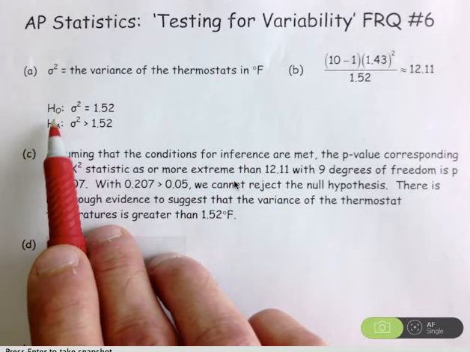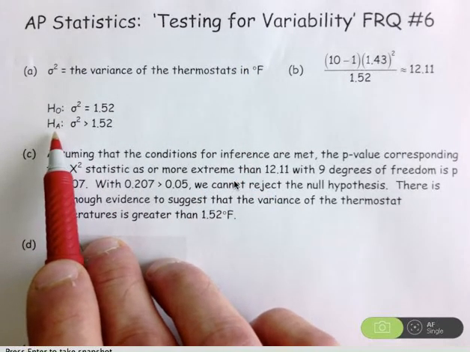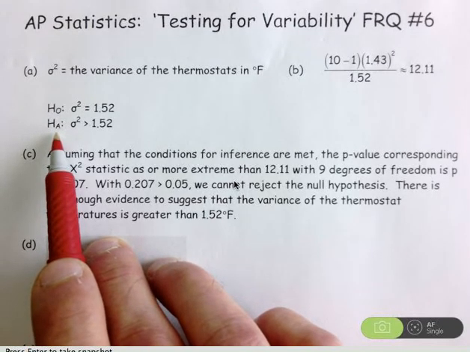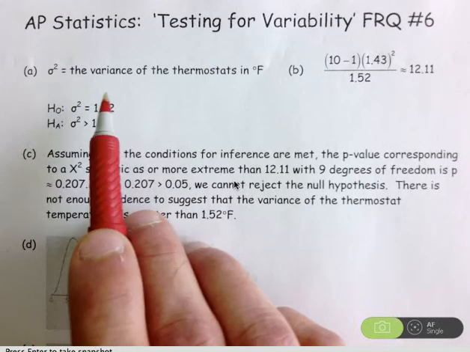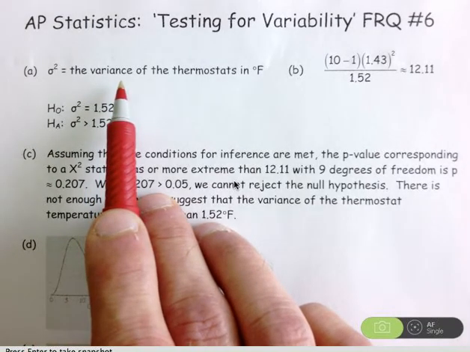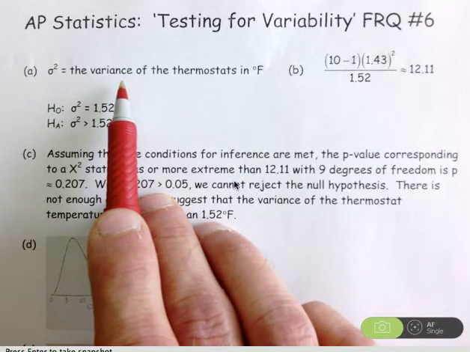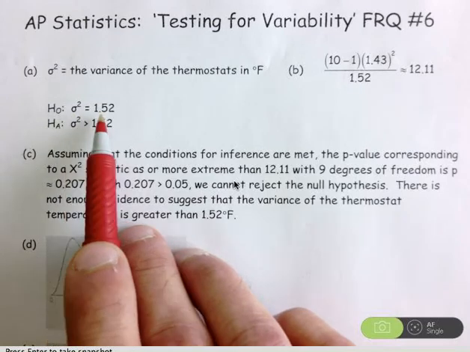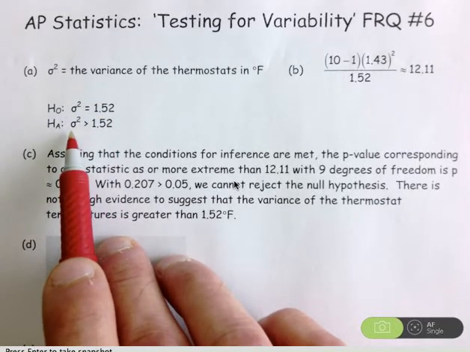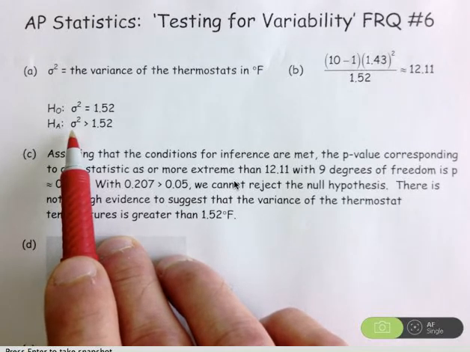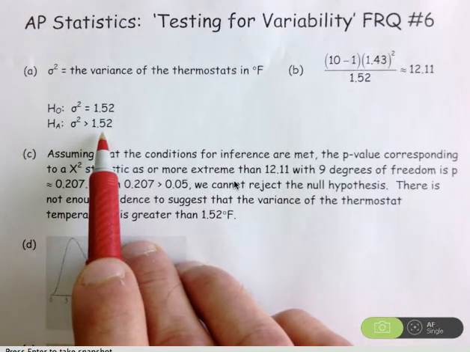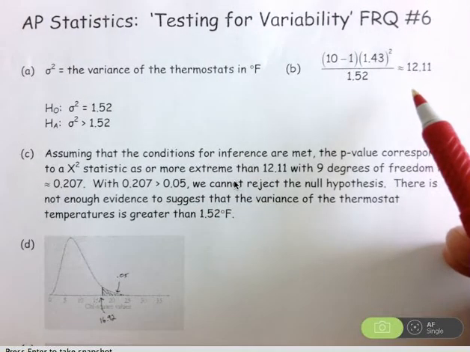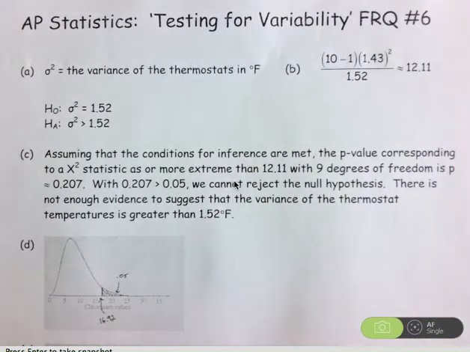You need to state your hypotheses just like we would state hypotheses if this were a test for means or for proportions. Indeed, what makes this an investigative task style question is that we don't typically do tests for variance in AP Statistics, but it's set up just like any other test. Our null hypothesis would be that the variance is equal to 1.5 squared. And we're looking for evidence that, for one reason or another, the thermostats now have more variability, so greater than 1.5 squared.